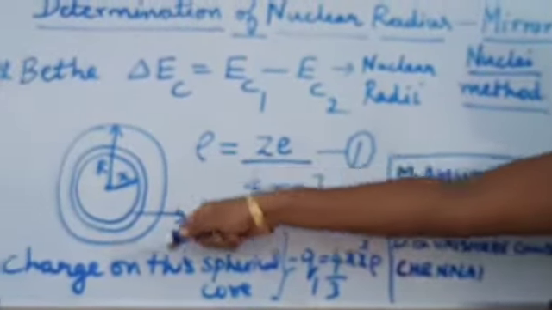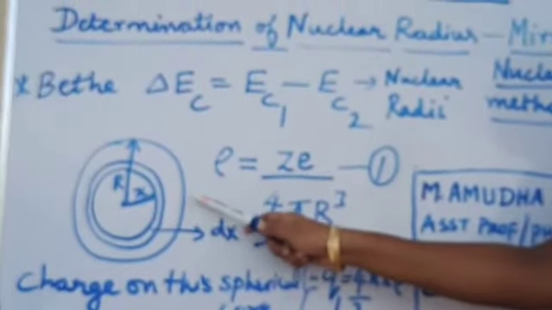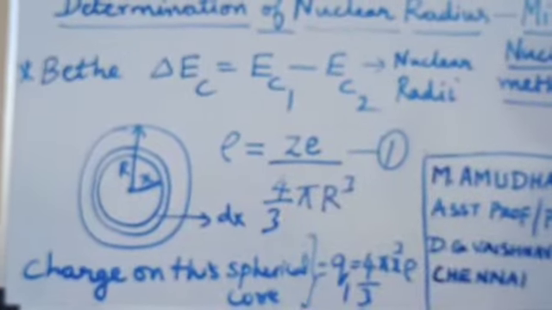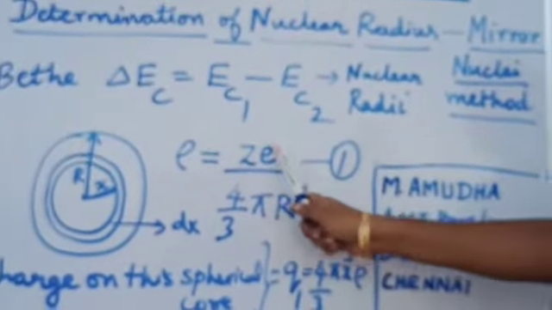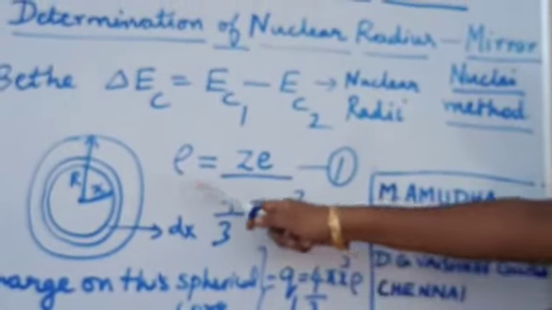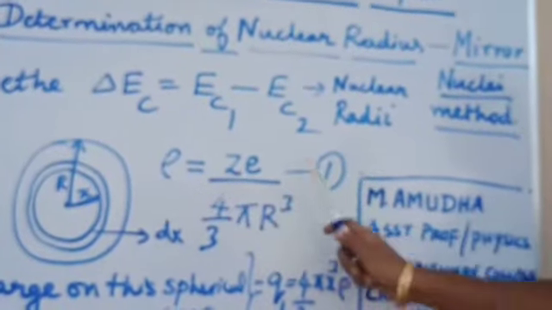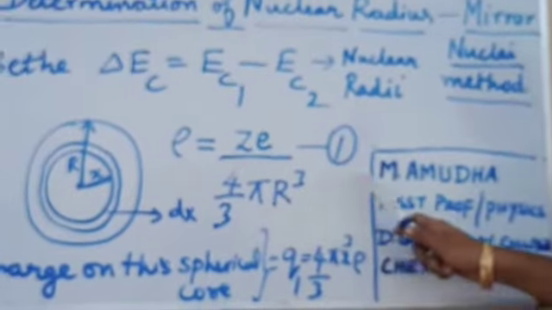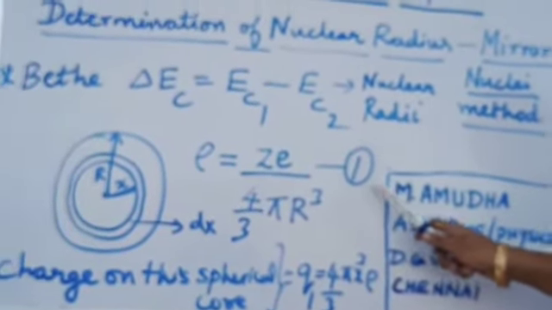Since the nucleus is in the form of a sphere, let r be the radius of the nucleus. Charge divided by volume gives the charge density of the nucleus. The charge of the nucleus is Ze and the volume of the nucleus is 4/3 π r cubed. Take this as equation number 1.